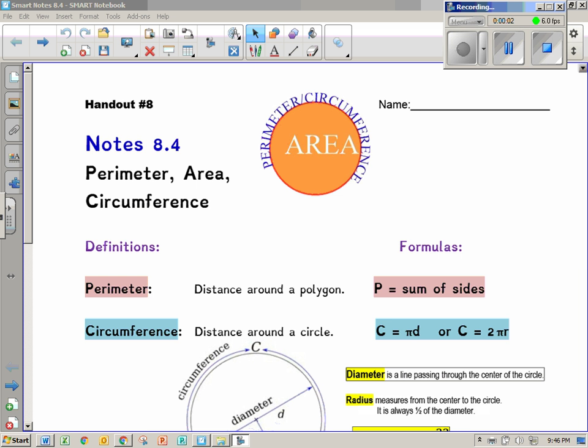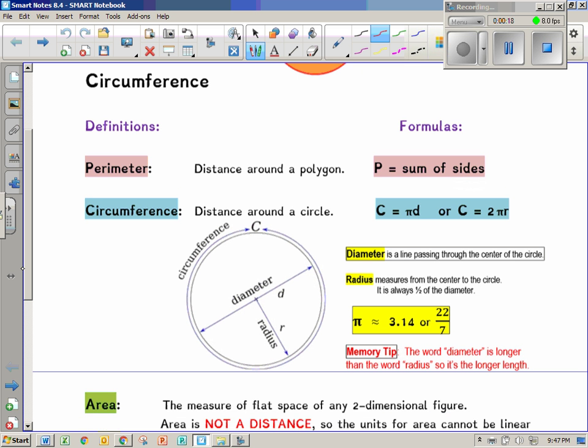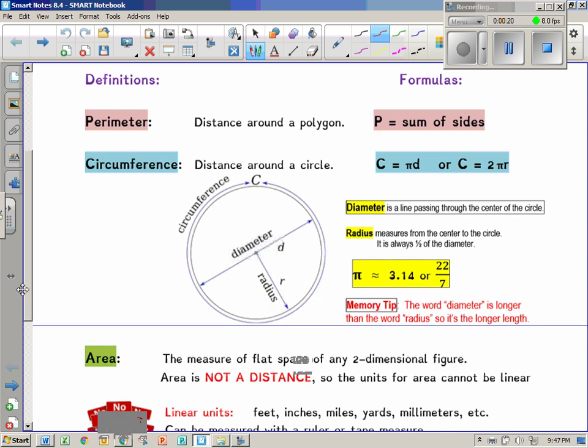All right, campers, we're about to wrap up Unit 8 here. Got several things to talk about in Section 8.4. Perimeter, area, and circumference. This first page really just has some information.